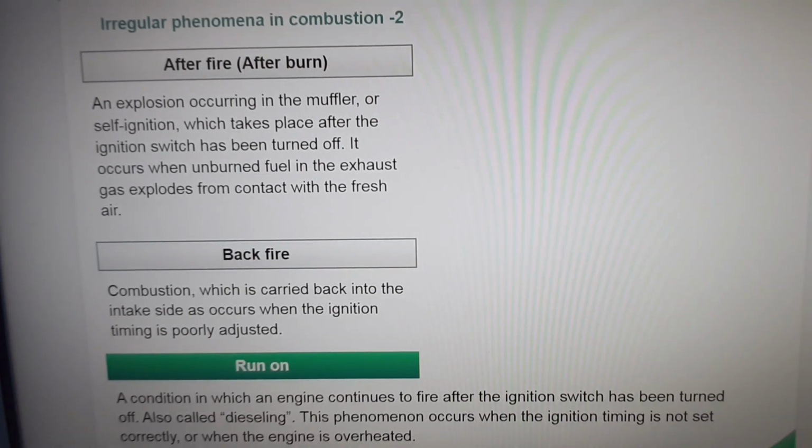Run-on, a condition in which an engine continues to fire after the ignition switch has been turned off. Also called dieseling. This phenomenon of run-on occurs when the ignition timing is not set correctly, or when the engine is overheated.